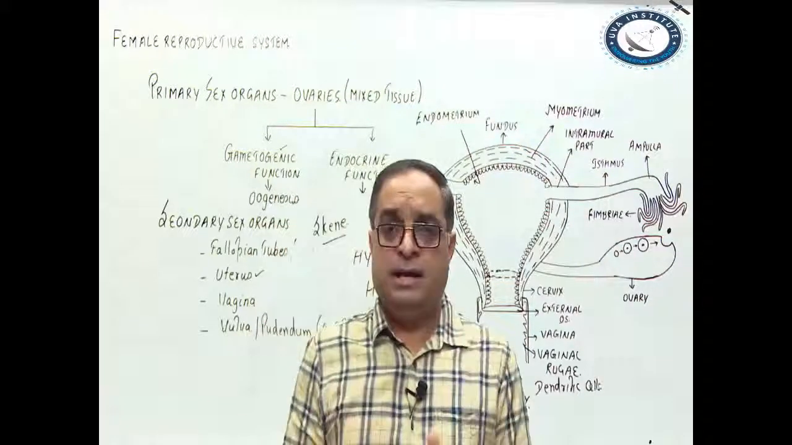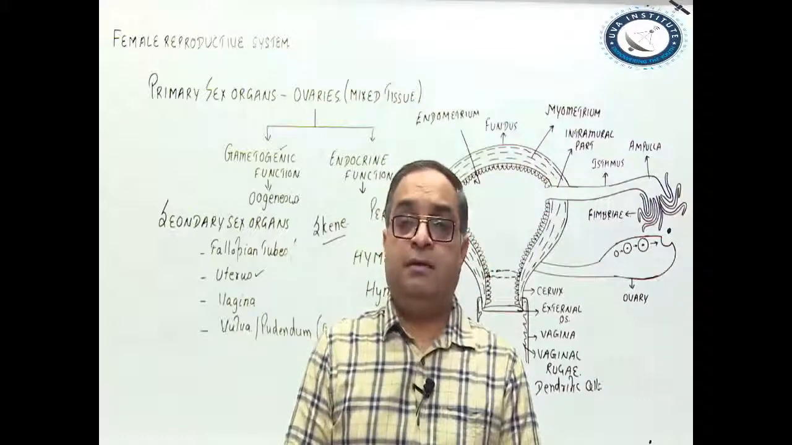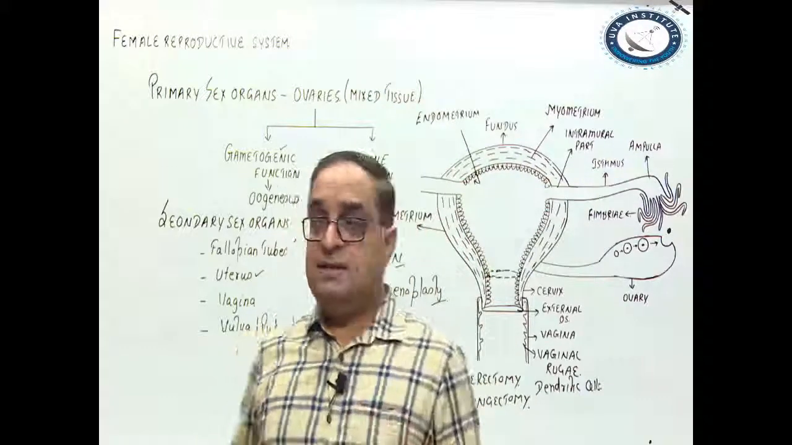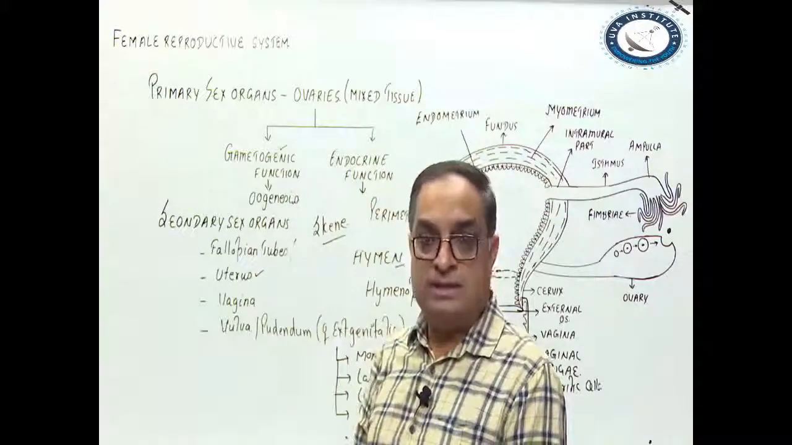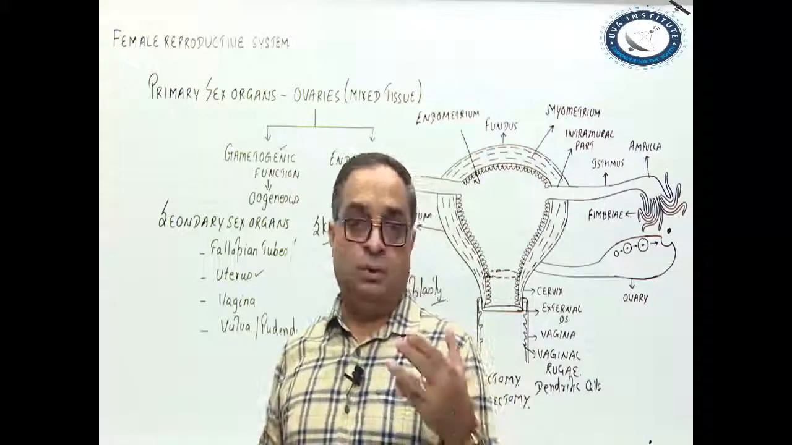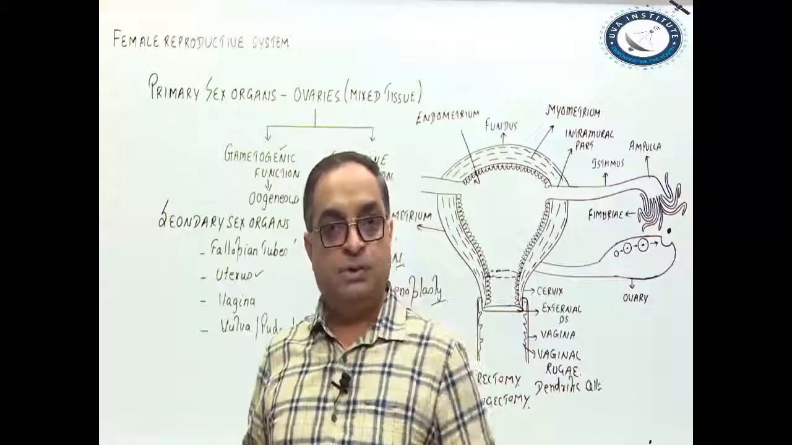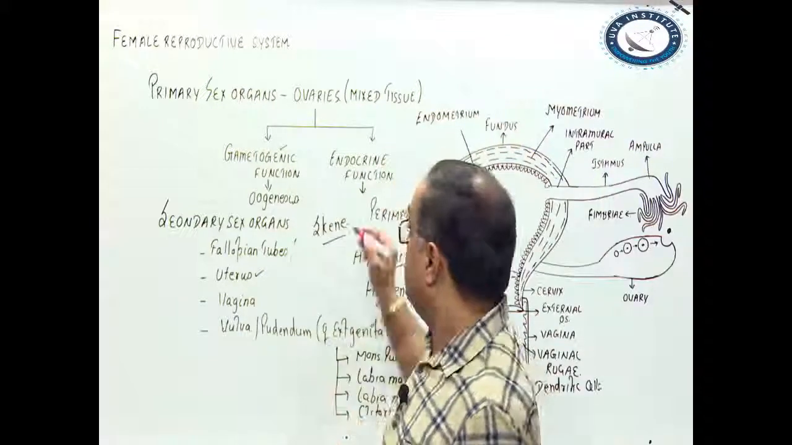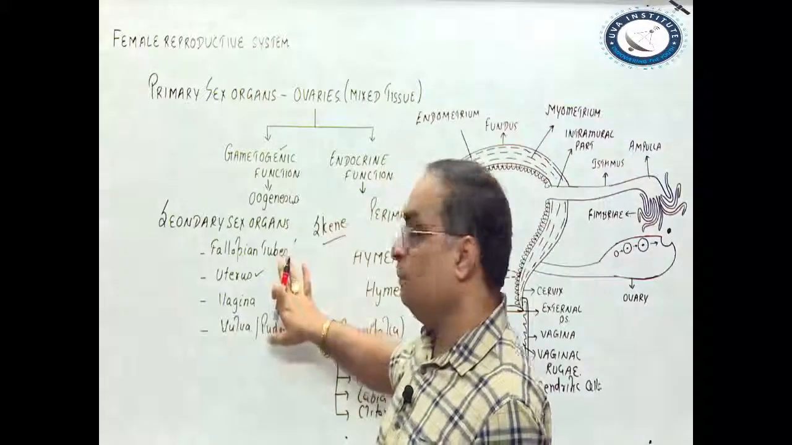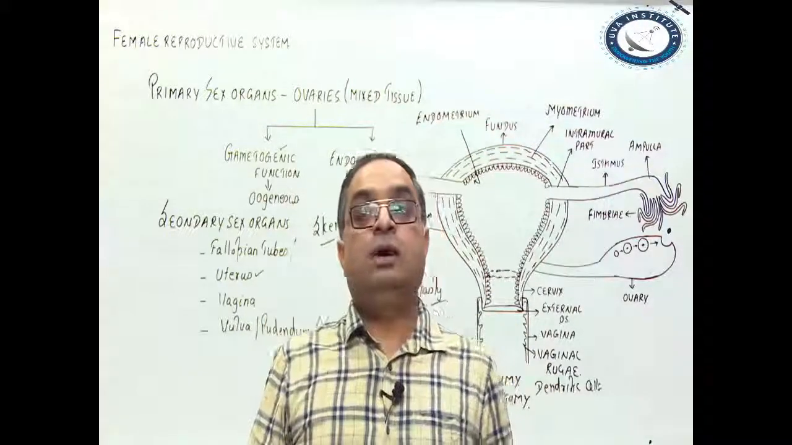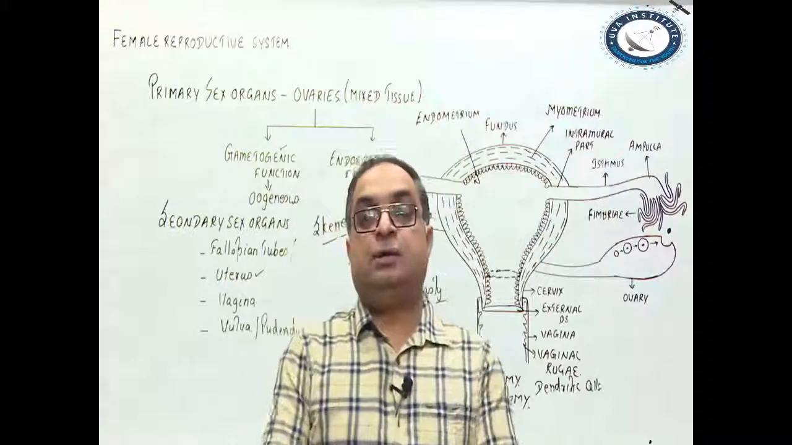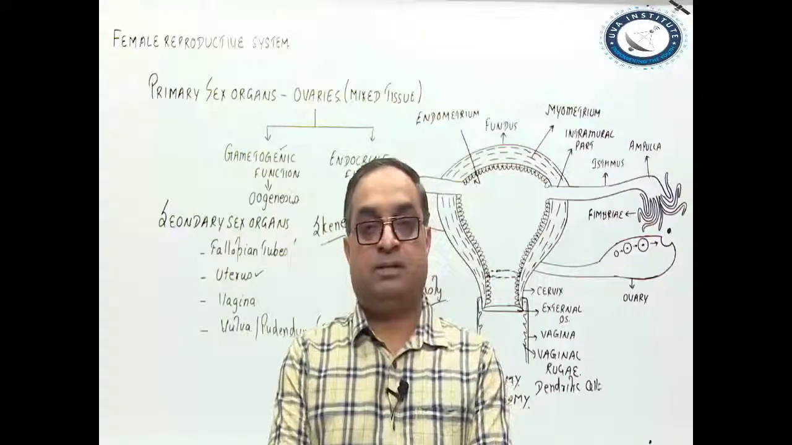So that was in brief about the female reproductive system. We discussed the primary sex organs, that is ovaries, which perform oogenesis and ovulation, and as I told you, these two have been discussed as separate topics in other video lectures. And the secondary sex organs: fallopian tubes, uterus, vagina, and vulva. So that's all about the basic anatomy, or the structure, of the female reproductive system.